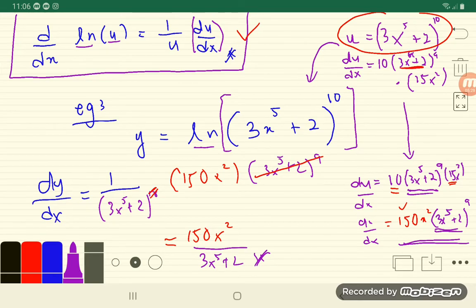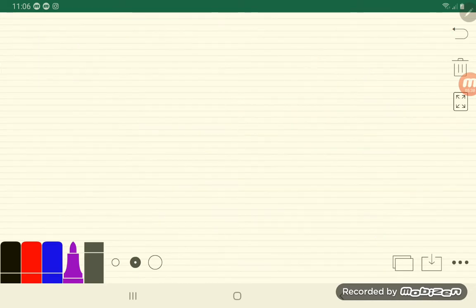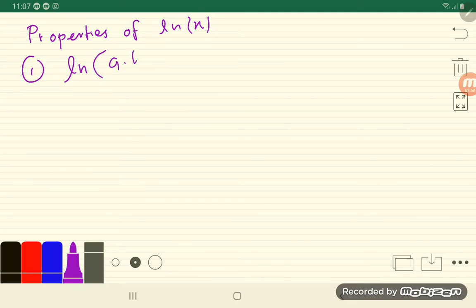Okay, so we have another approach to deal with this one. I will show you after this. But before that, let us try to see how we deal with the properties of ln. So let's say here you have the properties of natural log.